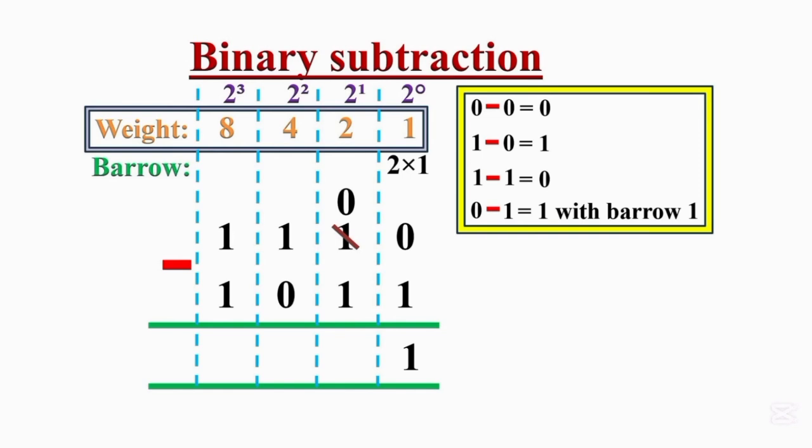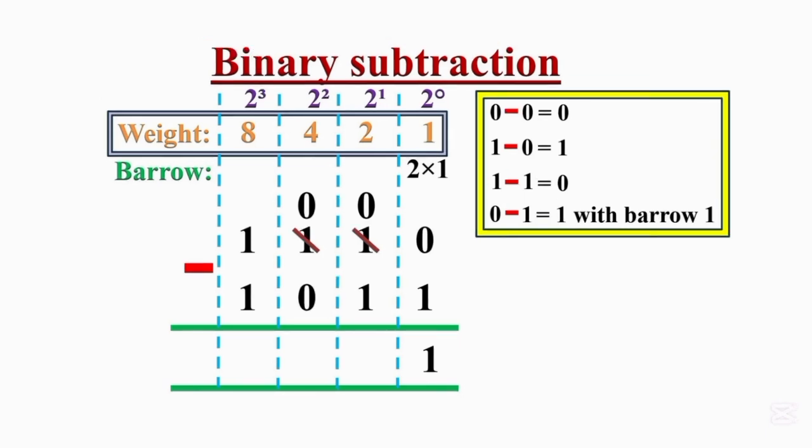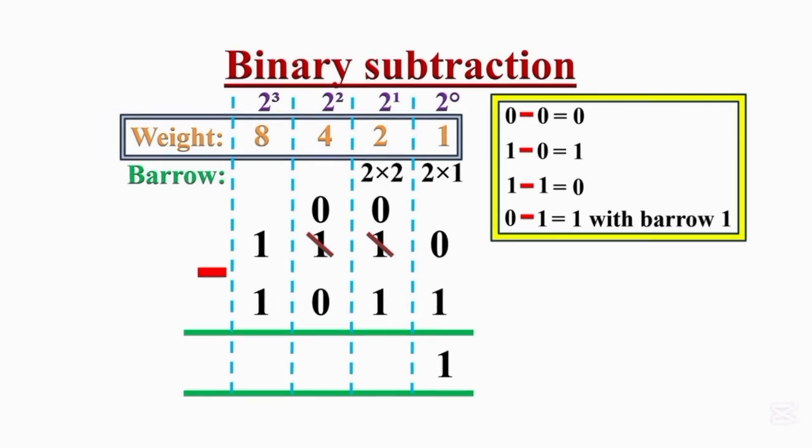Now we will move to the next column. In the 2 column we have 0, because 1 is already borrowed to the 1 column. So here it is 0 minus 1. Once again, we need to borrow from the next column. Since 0 is less than 1, we look at the next column, where the weight of the 1 is equal to 4. So first, this 1 will be replaced by 0, and whenever this 4 goes into the 2 column, it becomes 2 times 2. So if we perform the subtraction, we are actually subtracting 2 twos minus 1 two, which equals 1 two.